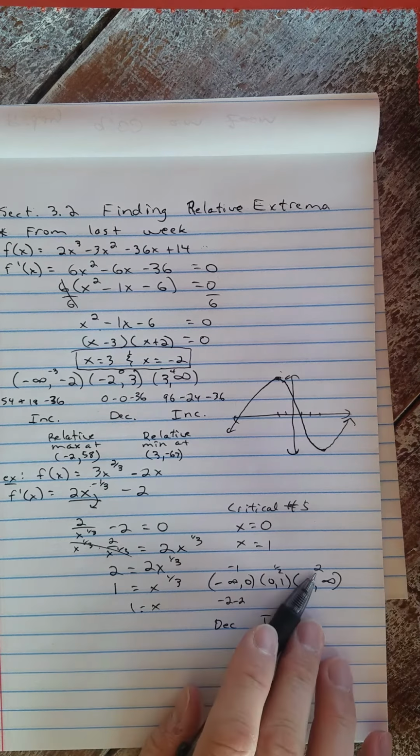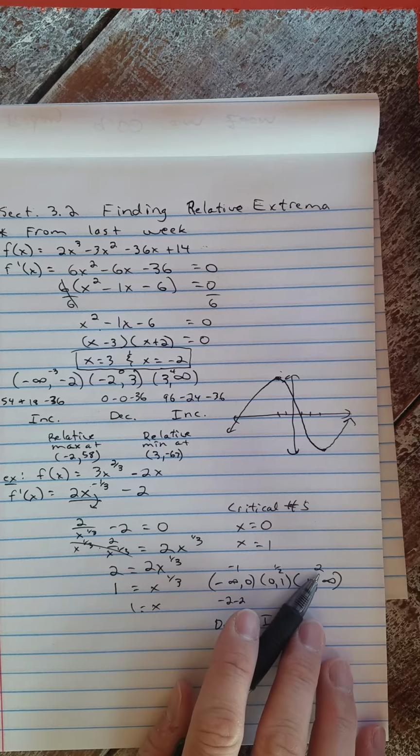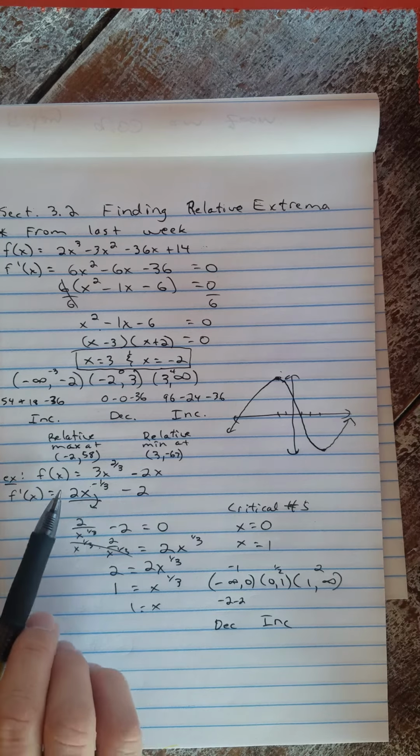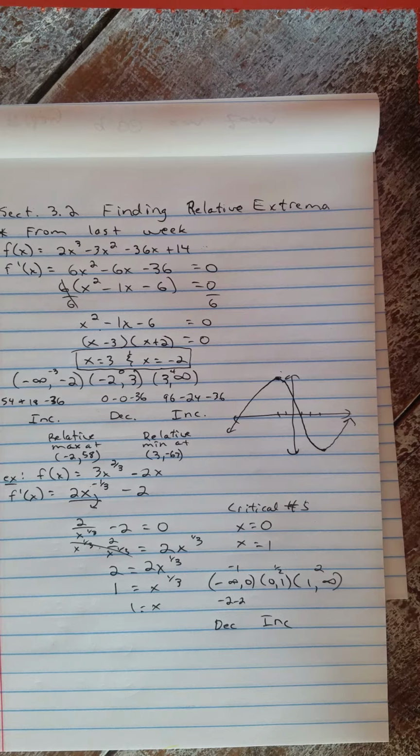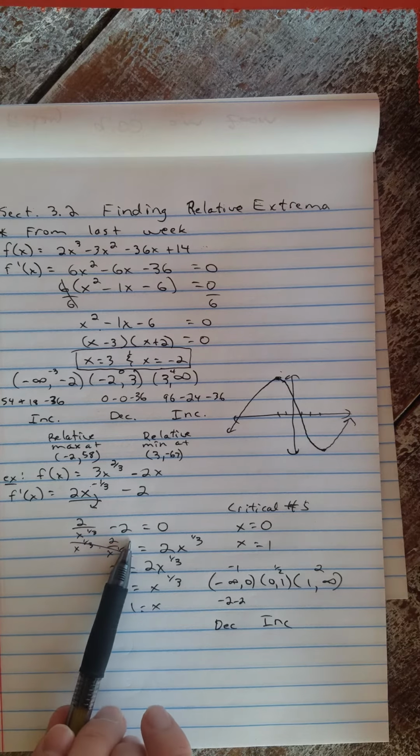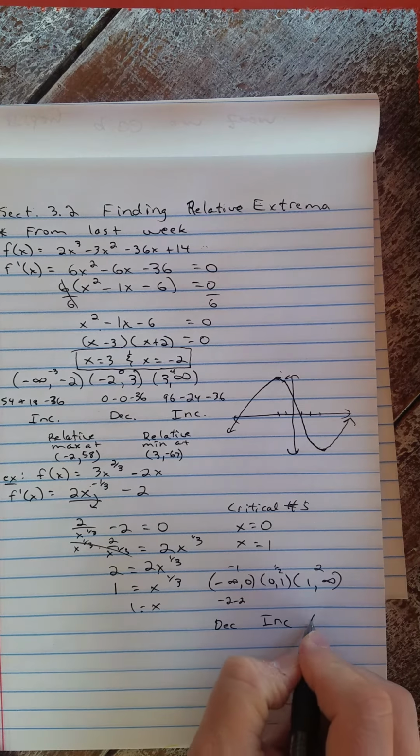And then once we hit 1, if we plug in 2, again, we would just basically plug it into our calculator. 2 raised to the 1/3 power is basically 1.3. So 2 divided by 1.3 is 1.5. 1.5 minus 2 is a negative number, so it's decreasing.